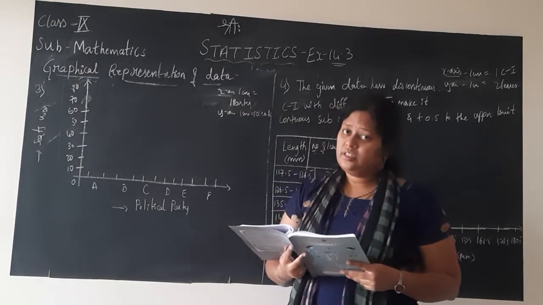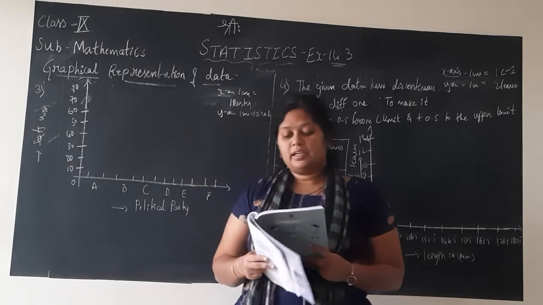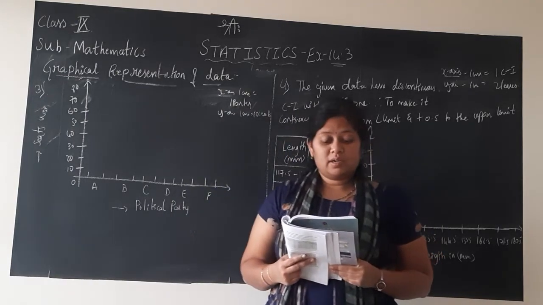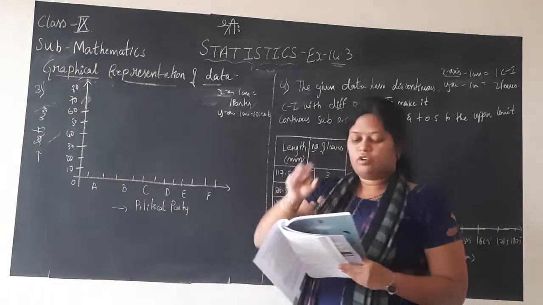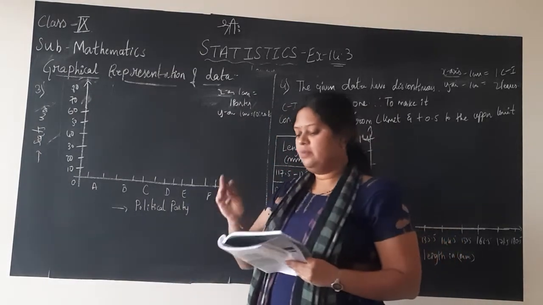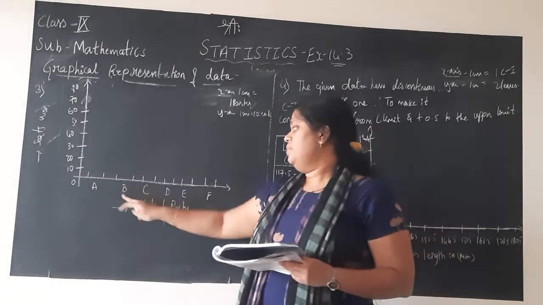Children, the third question is very simple. Given below are the seats won by different political parties in the polling outcome of a state assembly election. In the first column you have the political parties A, B, C, D, E, F, which you will represent on the x-axis. A, B, C, D, E, F.